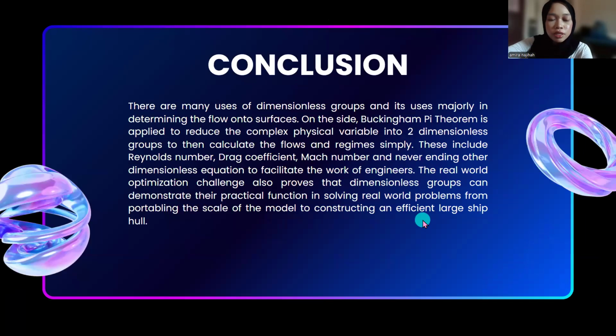So, conclusion for this presentation, there are many uses of dimensionless groups, mainly in determining the flow over surfaces. On the side, Buckingham-Pi theorem is applied to reduce the complex physical variables into two dimensionless groups to then calculate the flows and regimes simply. These include Reynolds number, drag coefficient, Mach number, and countless other dimensionless groups. The real-world optimization challenge also proved that dimensionless groups can demonstrate their practical function in solving real-world problems, supporting the scale of model. That's all from me.